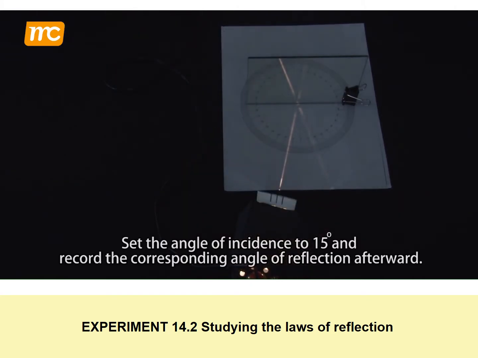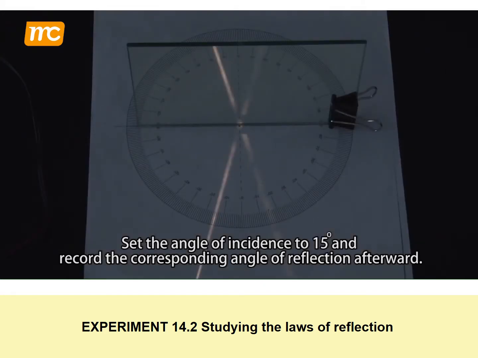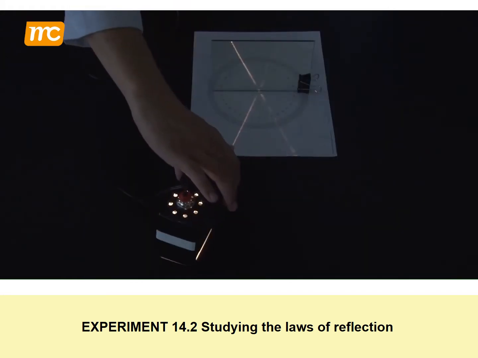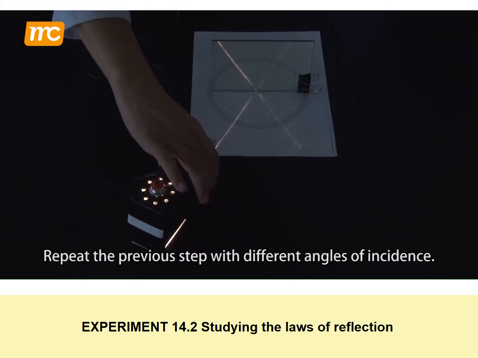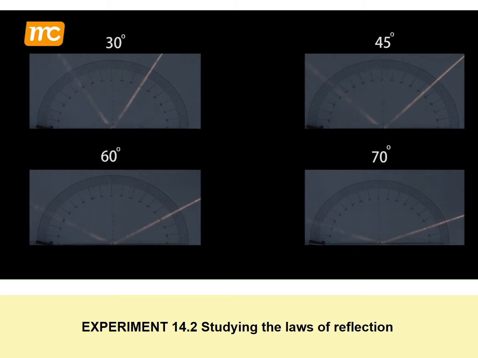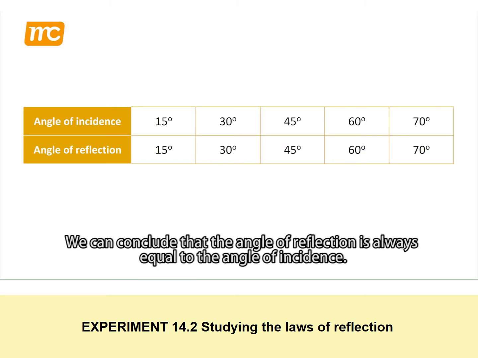Set the angle of incidence to 15 degrees and record the corresponding angle of reflection afterward. Repeat the previous step with different angles of incidence. What conclusion can be drawn from the experimental results? We can conclude that the angle of reflection is always equal to the angle of incidence.